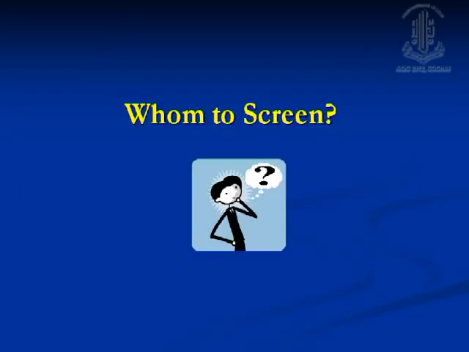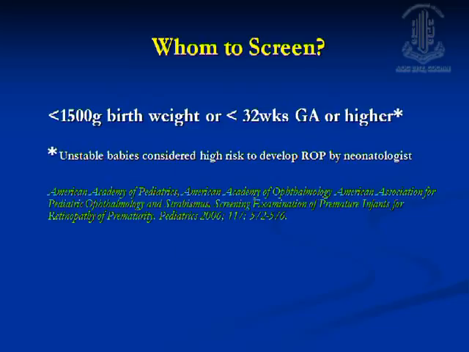So the first question which comes to mind when you start ROP screening is whom to screen. These are the international screening guidelines for ROP, which suggest that babies with 1500 gram birth weight or less, or less than 32 weeks gestation age, should be screened for ROP.